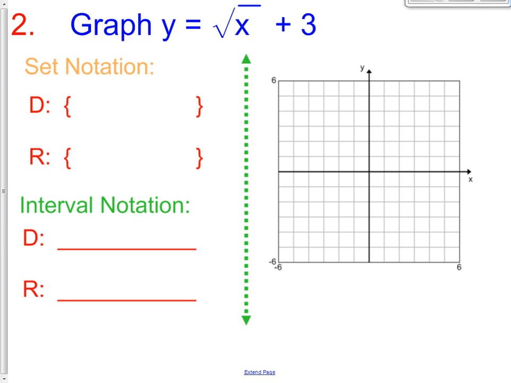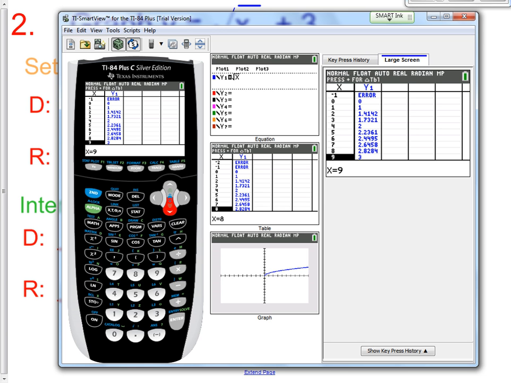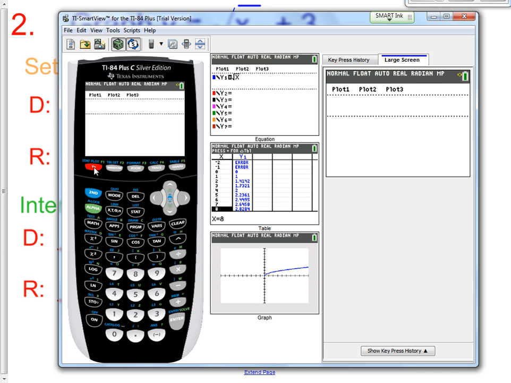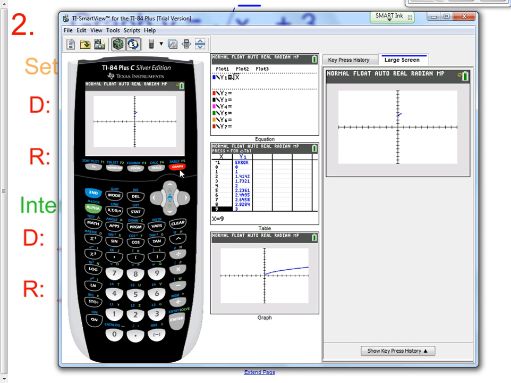Problem number 2, it's the square root of x plus 3. Now the square root function is always going to be a curve. So if we want to put this into our calculator, we can. Let's do that. We have y equals the square root of x. Now we're going to say it is plus 3. Make sure your plus 3 is outside the square root symbol. Now we press graph, and look what happened. All it did is it shifted our graph up 3 units.